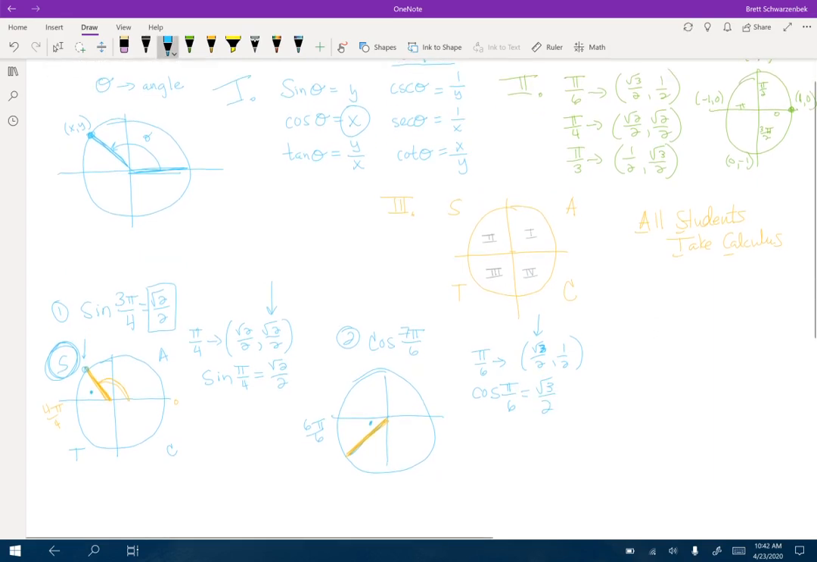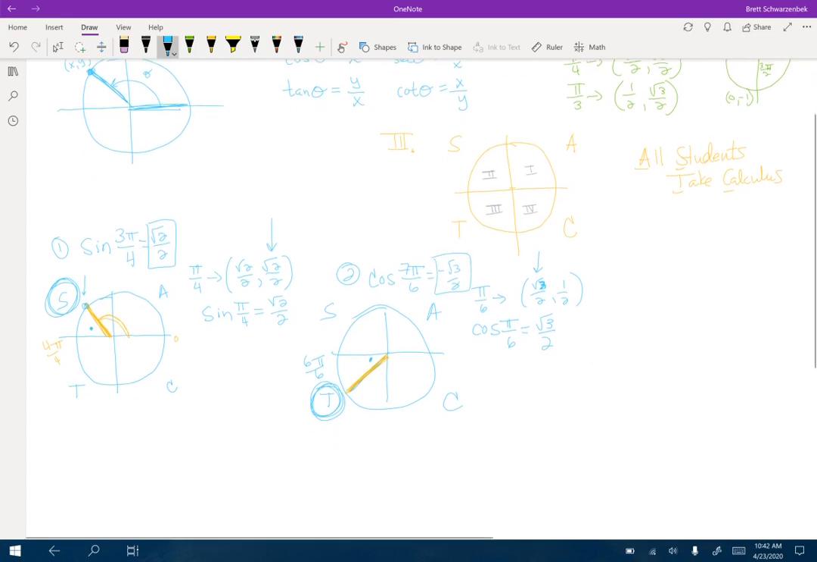Okay, so once we get that, we know that the cosine of 7 pi over 6 is either going to be positive root 3 over 2 or negative root 3 over 2. How do we determine that? We immediately go to our quadrants, say All Students Take Calculus, and label them. So what is our important quadrant? It's 3, where only tangent is positive, which means cosine is negative. So we take the root 3 over 2 and make it negative and get the answer to our problem.